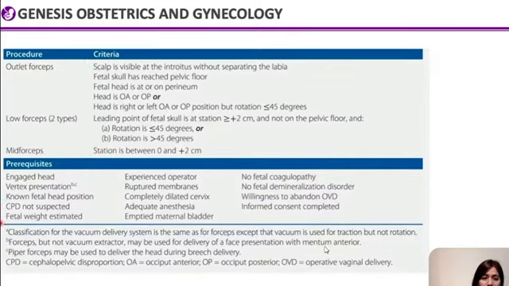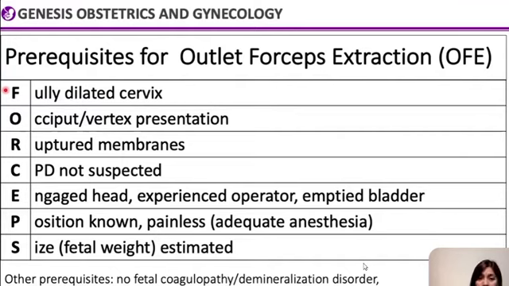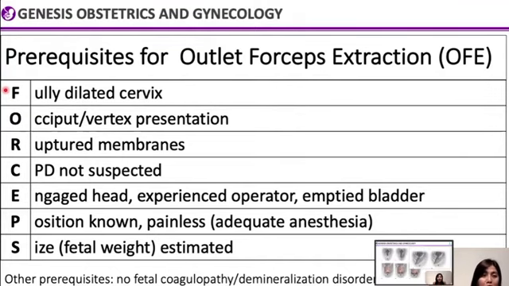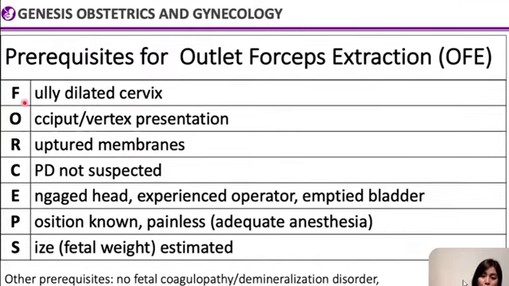Okay? So, ito yung prerequisites, guys, for outlet forceps extraction. So, ito yung mga dapat mong ma-fulfill para makapag-OFE ka. I'll give you a mnemonic para madali nyo siyang maalala. So, the prerequisites for your outlet forceps extraction are FORCEPS. Okay? F stands for fully dilated cervix. Bakit ito important? Because pag hindi fully dilated ang cervix mo at nag-insert ka ng forceps, pwede mong malacerate yung cervix. Okay? Pwede mahagip mo siya ng forceps.